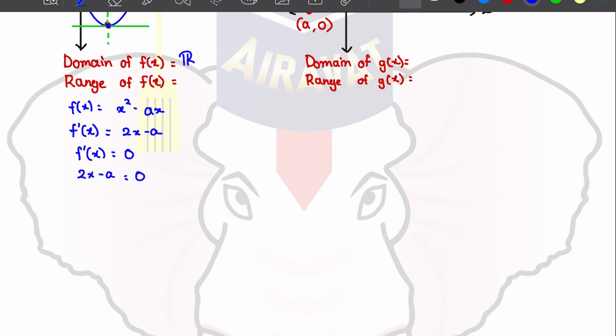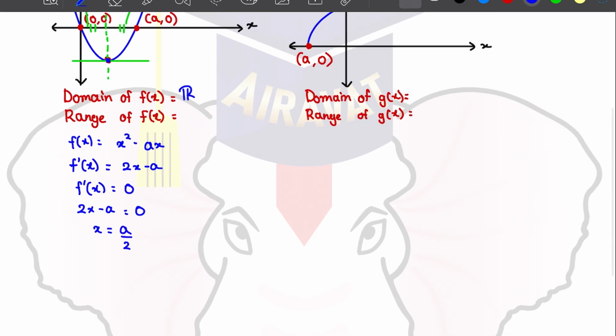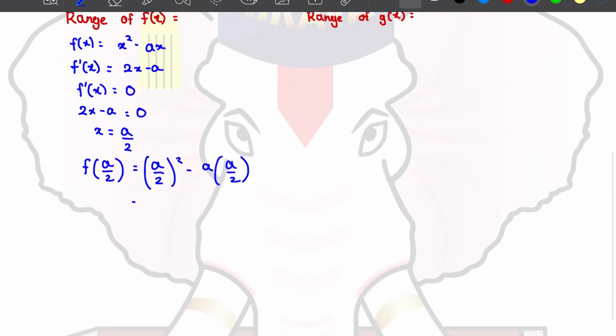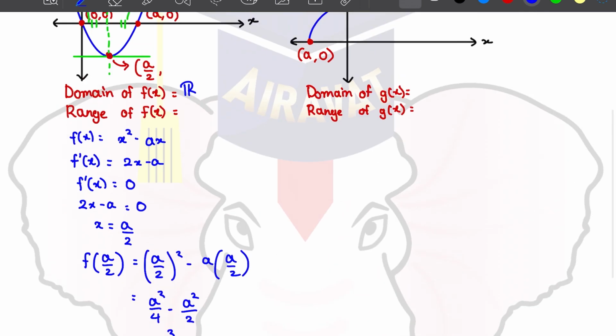So 2x minus a is equal to 0, which results in x equals a over 2. Now we know that the x coordinate of this turning point is a over 2. How do I find the y coordinate? We just put it back into f of x, resulting in a over 2 squared minus a times a over 2, which equals a squared over 4 minus a squared over 2, giving us negative a squared over 4. So the turning point is a over 2, negative a squared over 4.